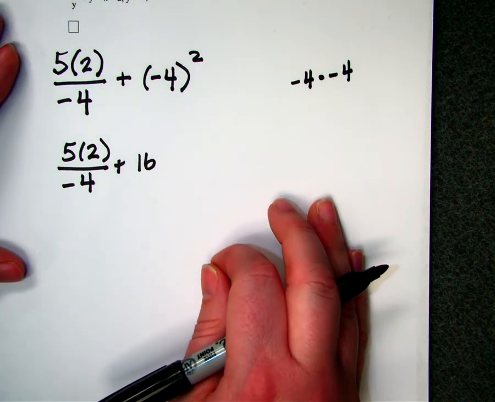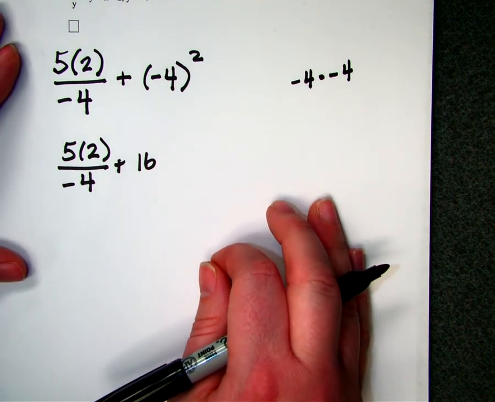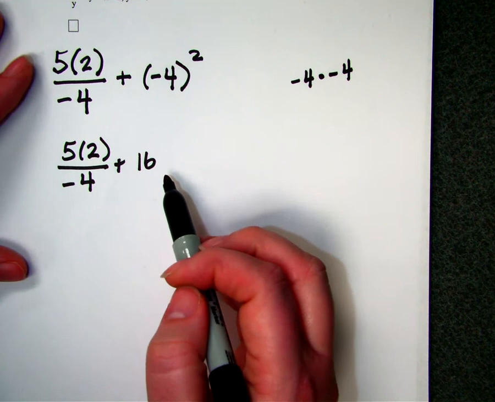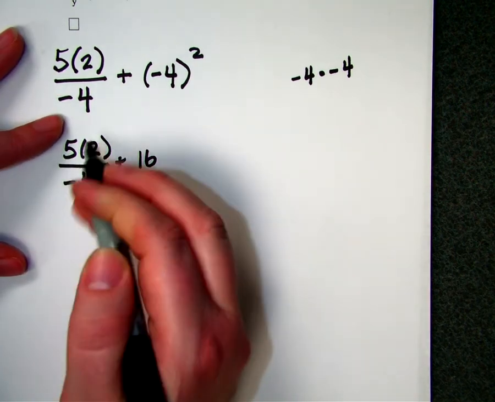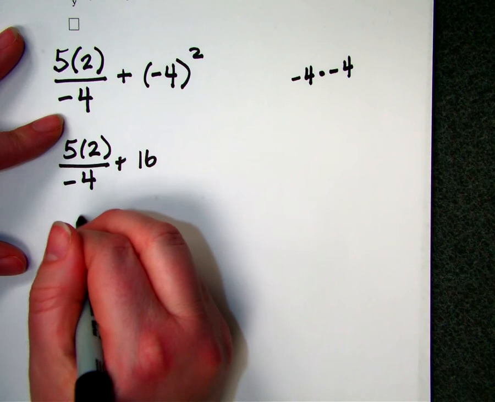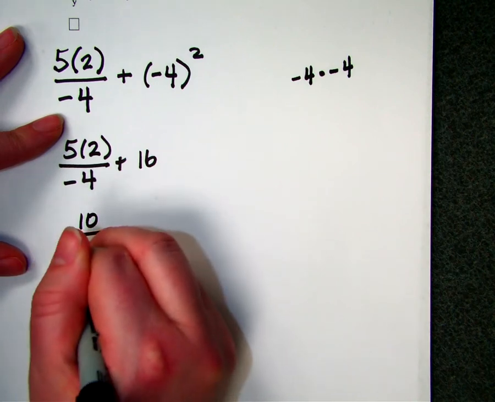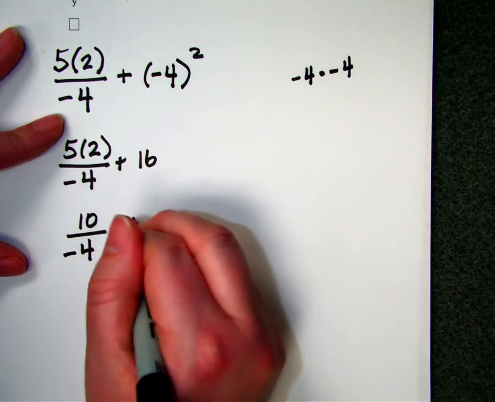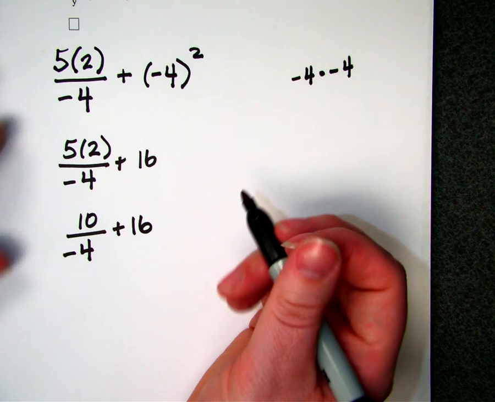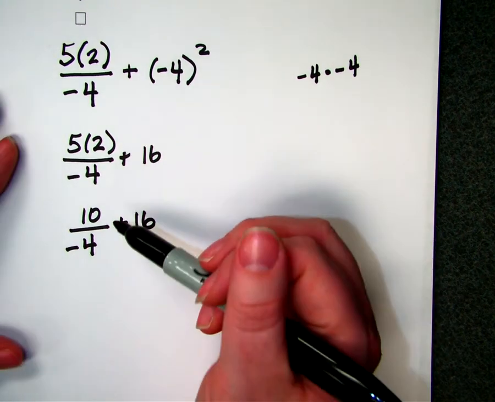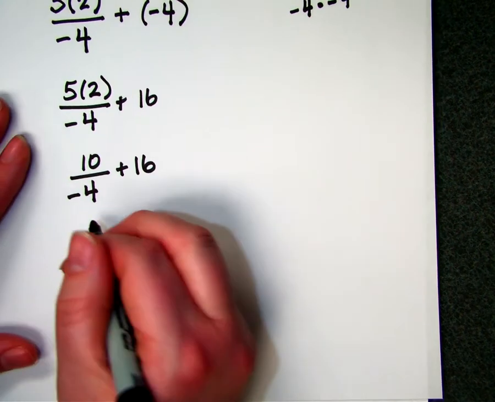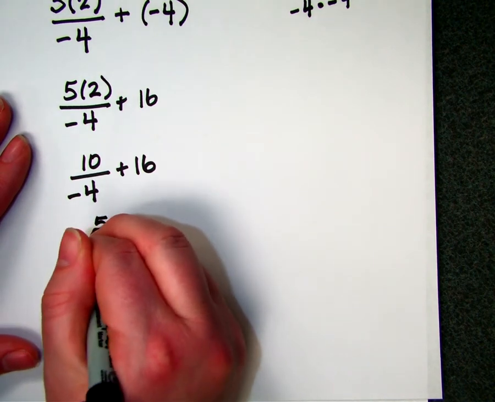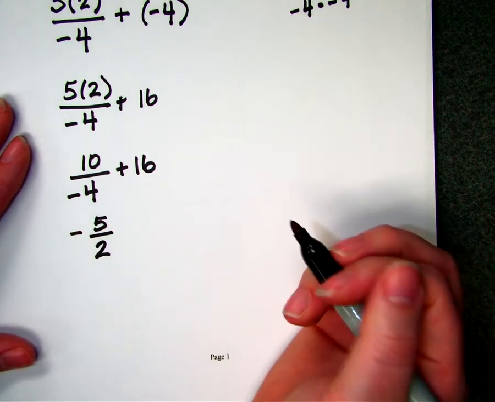Order of operations, grouping symbols first, and then exponents, which I have now taken care of, and then multiplication or division. So I have multiplication, 5 times 2, this gives me a 10, over negative 4 plus 16. Our next step, if we like, can be to simplify this fraction. 10 over negative 4 would actually simplify to negative 5 over 2.